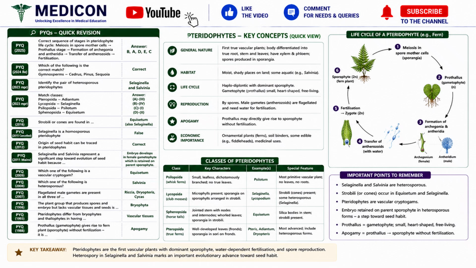So we have studied the classification also. Psilopsida, also called whisk ferns, example Psilotum. Lycopsida, also called club mosses, examples Selaginella and Lycopodium. Sphenopsida are also called horsetails, example Equisetum. And Pteropsida are true ferns, examples Pteris, Adiantum and Dryopteris.